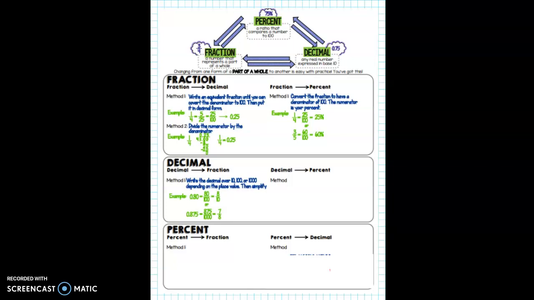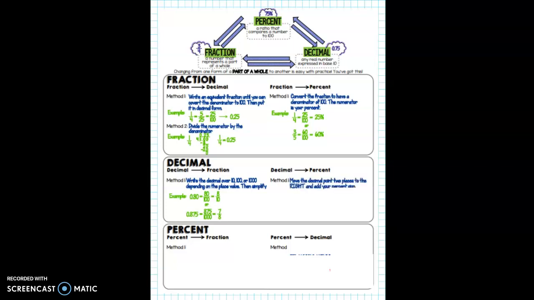80 hundredths is 80 over 100. Both numbers are divisible by 10. This gives me 8/10. 0.875 or 875 thousandths is 875 over 1,000. Both numbers are divided by 125, which gives you 7/8.